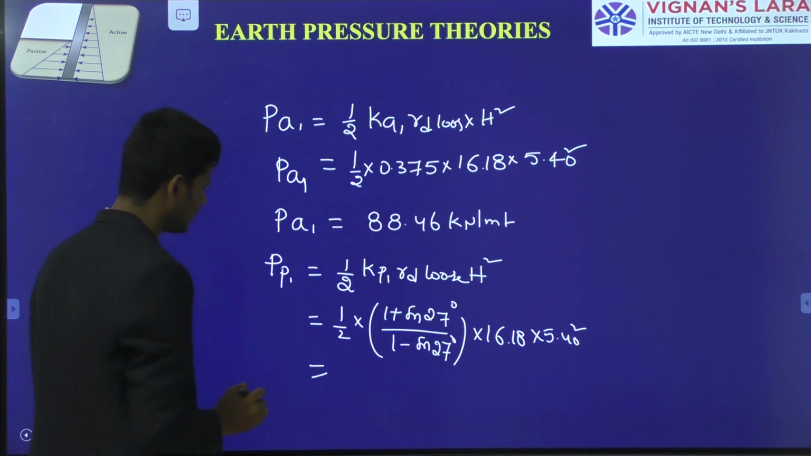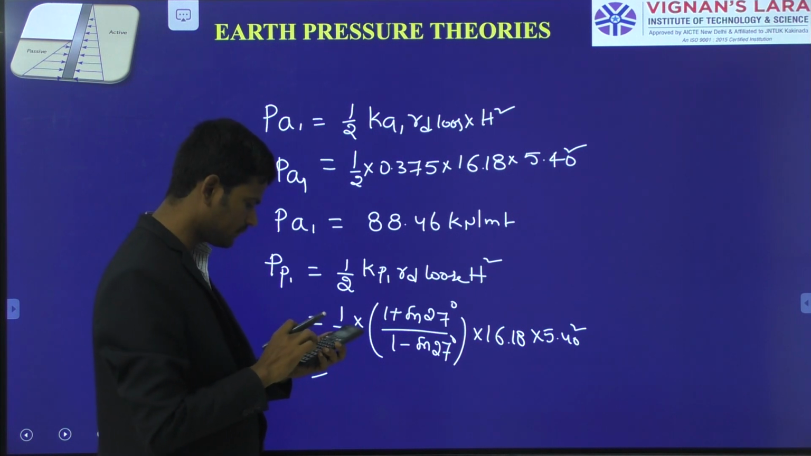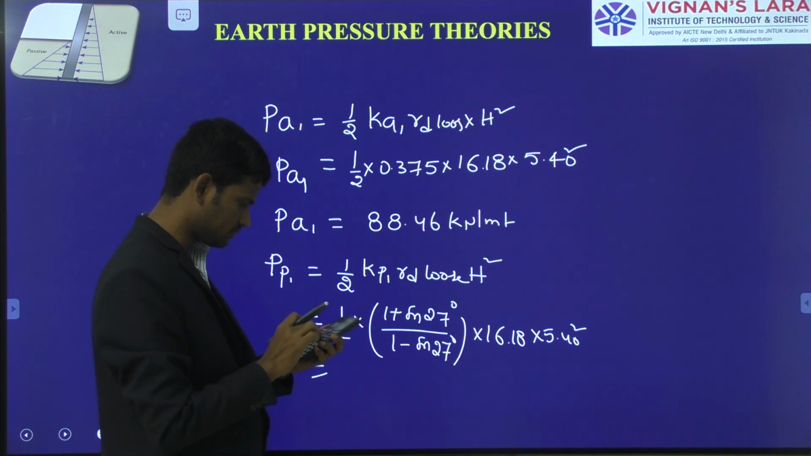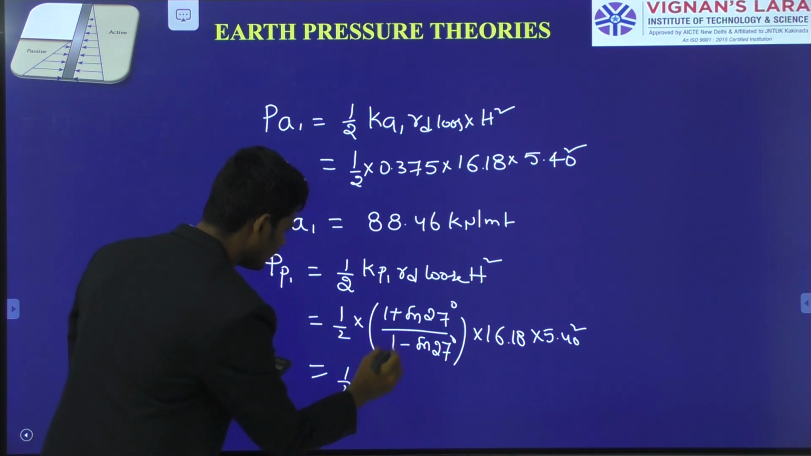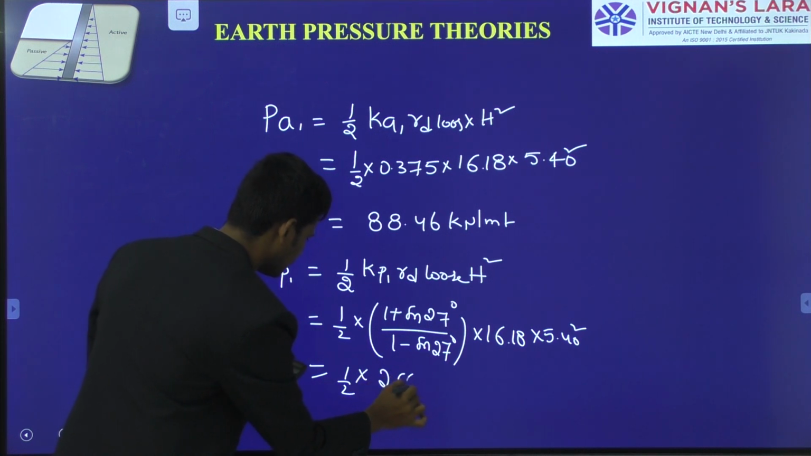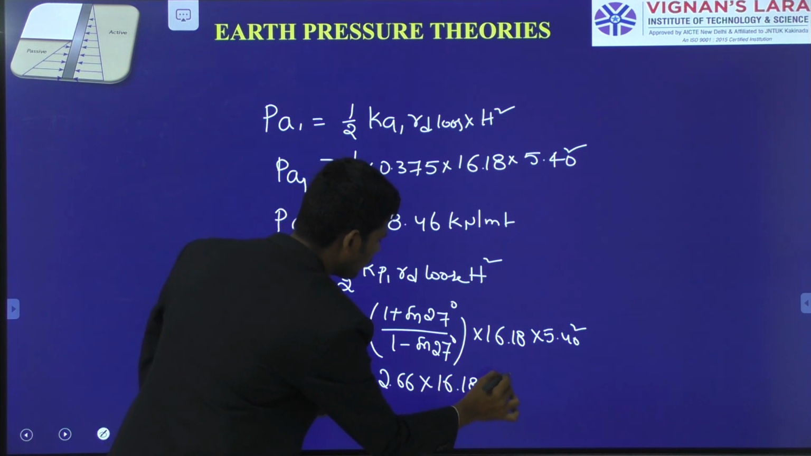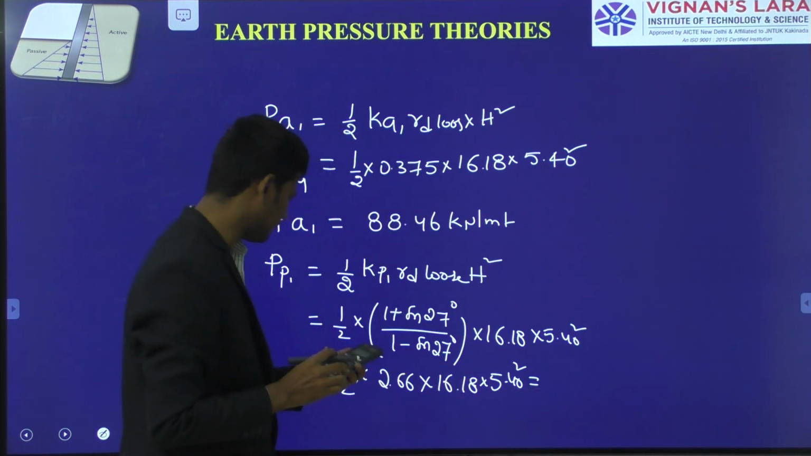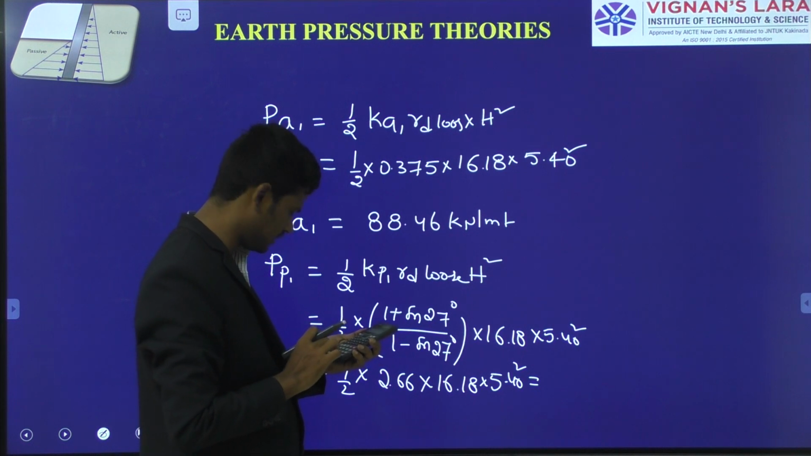Next we have the total passive earth resistance, or total passive pressure. First I am calculating the coefficient of earth pressure, 1 plus sin 27 divided by 1 minus sin 27. That KP value we are getting as 2.66. So 1 by 2 into 2.66 into 16.18 into 5.40 square. That means the total passive earth resistance is 0.5 into 2.